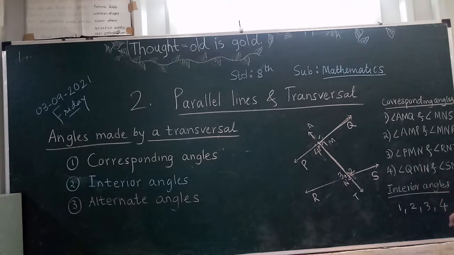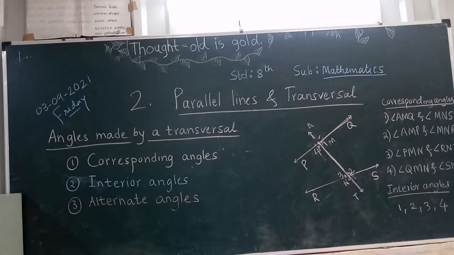Now the third one is alternate angles. What are alternate angles? Alternate means right side, left side, right side, left side. This is called alternate. Or you can think about days: Monday, then Wednesday, then Friday. These are the alternate days. In between Monday and Wednesday there is Tuesday. In between Wednesday and Friday there is Thursday. And in between Thursday and Saturday there is Friday.